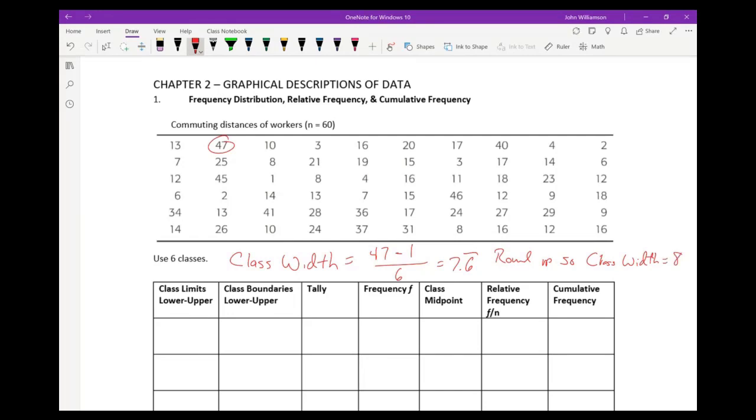I don't care if this was 7.002. If it's 7 point anything, no matter what, round up. The reason you round up is that if you were to round down, you would potentially not have a class for every single data value. Rounding down, you potentially make some data values not have a home. They don't have a box to go into. So that's why you always round it up. It just ensures every single data value will have a class no matter what.